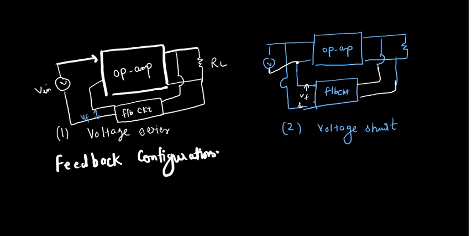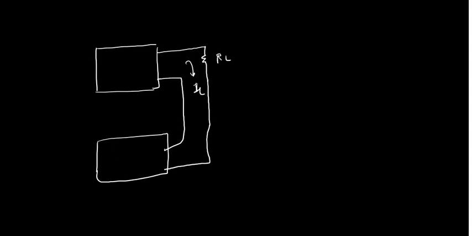This is your feedback circuit. Voltage series, voltage shunt, then current series and current shunt. And so you need to pass the whole current to the feedback circuit. This is your feedback circuit, and this is our op amp. Current series.